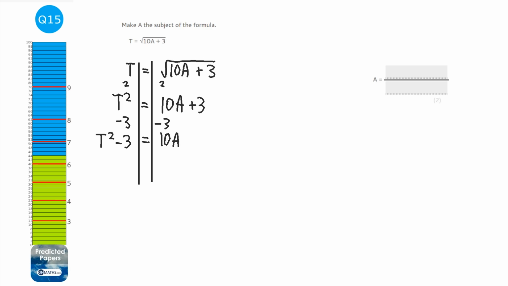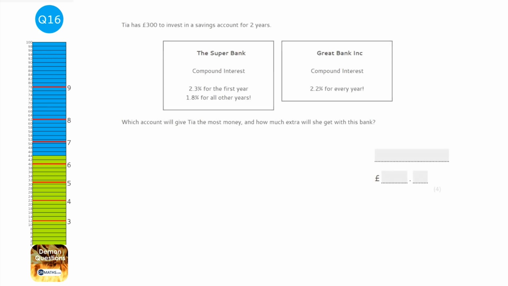Then I'm going to get rid of that 10. Now that's a times 10 there, so I need to divide both sides by 10. Now I could divide the t squared by 10 and the 3 by 10, or I can just write it as a fraction, which is a lot easier. So just put the whole thing over 10. So therefore a equals t squared minus 3 over 10. Now it's really important that if the letters are capitals, we keep them as capitals. If they're lowercase, we keep them as lowercase. It does matter what case the letters are, so if it's uppercase or lowercase.